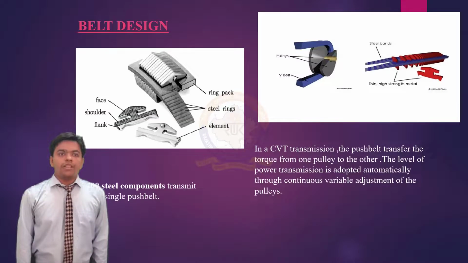Belt design. In a steel belt, up to 400 steel components transmit power on a single push belt. In a CVT transmission, the push belt transfers the torque from one pulley to the other. The level of power transmission is adapted automatically through continuous variable adjustment of the pulley.